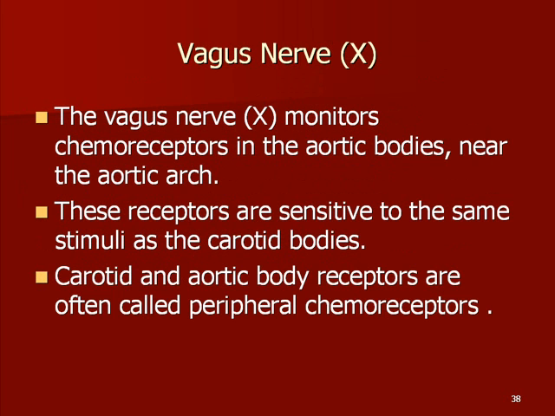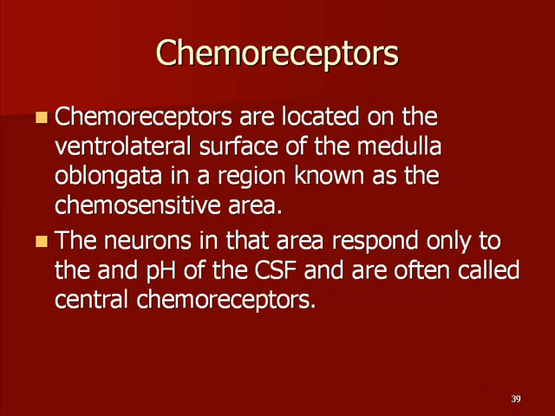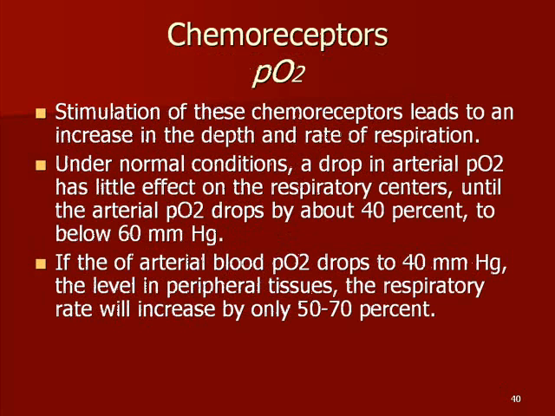The vagus nerve monitors chemoreceptors in the aortic body near the aortic arch. These receptors are sensitive to the same stimuli as the carotid bodies. Carotid and aortic body receptors are often called peripheral chemoreceptors. Chemoreceptors are located on the ventrolateral surface of the medulla oblongata in the region known as the chemosensitive area. The neurons in the area respond only to the pH of the CSF and are often called central chemoreceptors. Stimulation of these chemoreceptors leads to an increase in the depth and the rate of respiration.